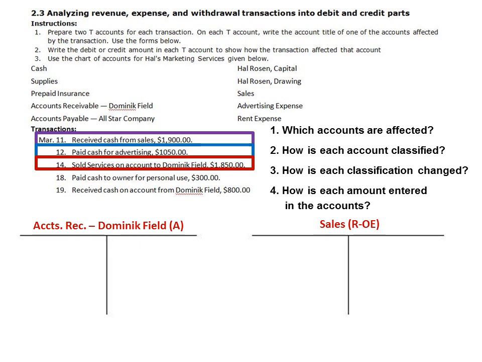So let's take a look at this. Did we sell something to someone where we're going to get money in the future? Answer is yes. When we are going to be receiving money in the future, that is accounts receivable. So Dominic Field owes us money in the future. So that's going to be accounts receivable with Dominic Field.